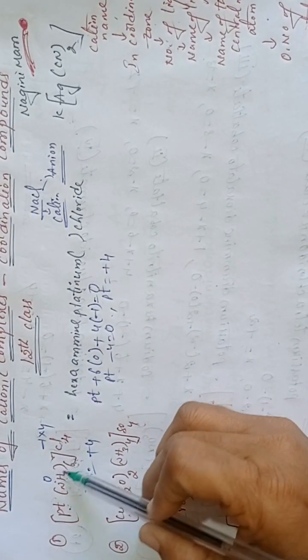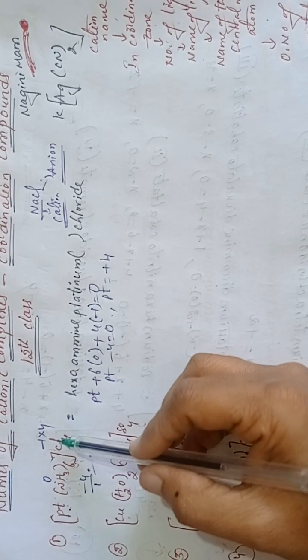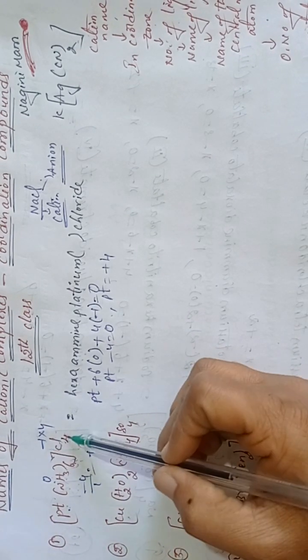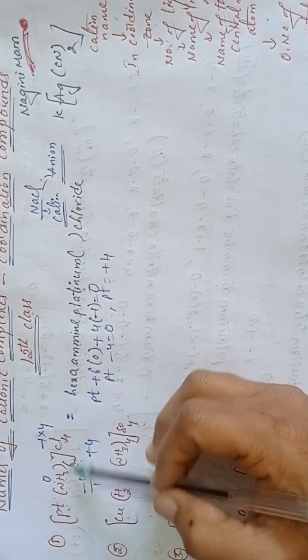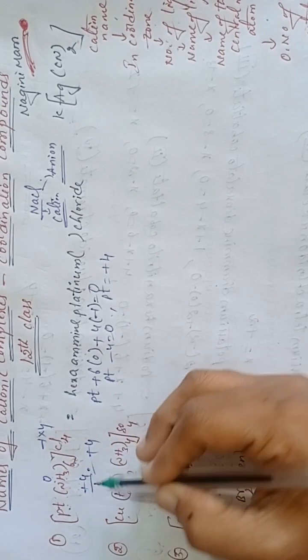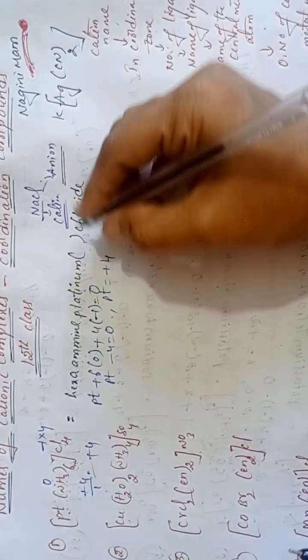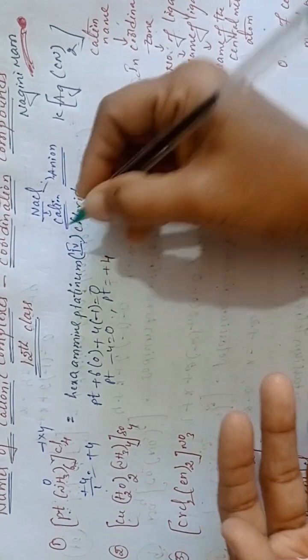NH3 ammonia is a neutral ligand, so here you have to take 0. Chlorine oxidation number -1. 4 chlorines are there, -1 into 4, -4. Platinum only 1 is there, -4 becomes +4 by 1, equal to +4. Completed. So that oxidation number you have to write, 4, as a Roman number. Understanding? As a Roman number you have to write it.